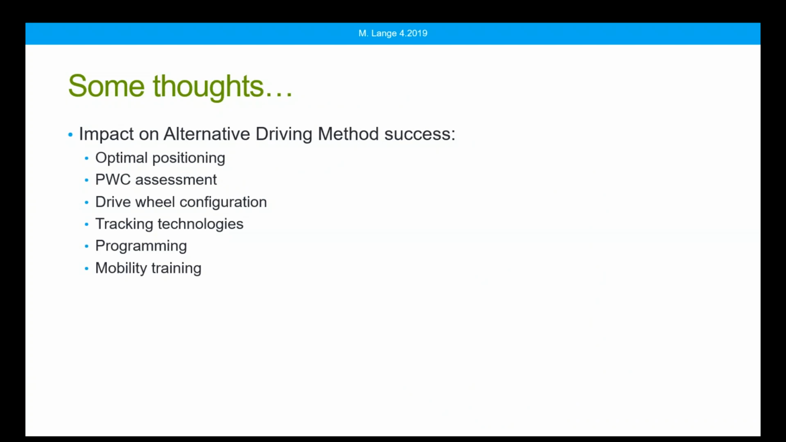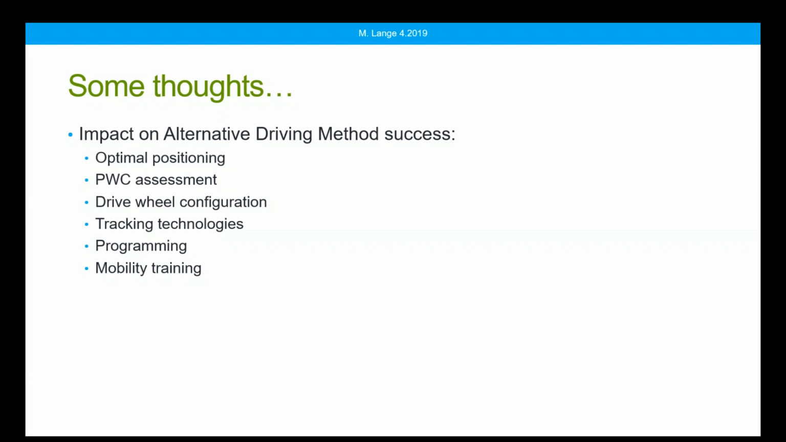There are a number of factors that have an impact on alternative driving method success. We're not going to get into those in this particular course, but make sure that you keep in mind that for someone to be successful in using one of these driving methods, they need to be positioned optimally. We always say that, but it really is critical. If someone's not positioned well, they may not be able to drive a power chair at all until that is addressed. So positioning is super critical to provide the support and stability that an individual needs.